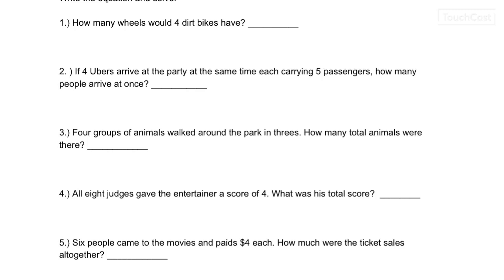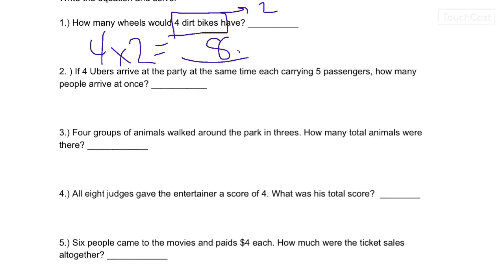We're going to write the equation and solve. How many wheels would 4 dirt bikes have? So the first thing we need to talk about is how many wheels a dirt bike has. Well, just like a bike, it has 2 wheels. So what's our equation? 4 times 2 equals blank. Let's roll our 4s 2 times. 4, 8. Answer is 8 wheels.